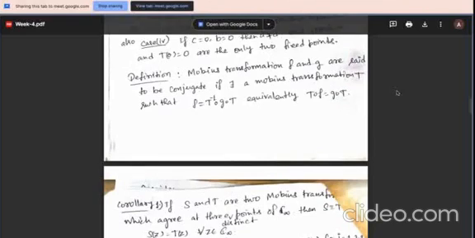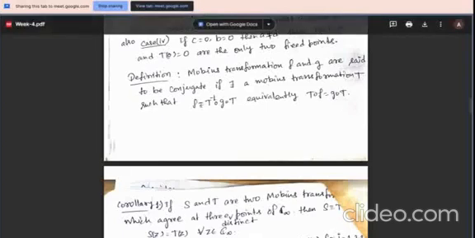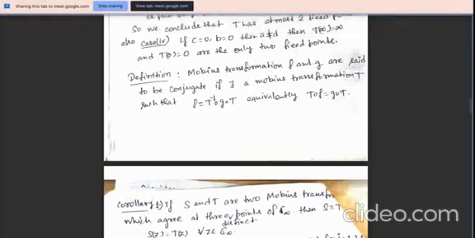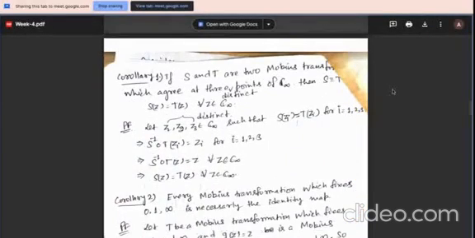Now, two Mobius transformations F and G are said to be conjugate if there exists a Mobius transformation T such that F can be written as T inverse G T. Or equivalently, T composition F is equal to G composition T. Okay, so let us see the corollary of this one.